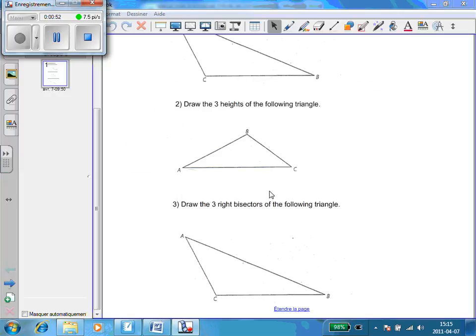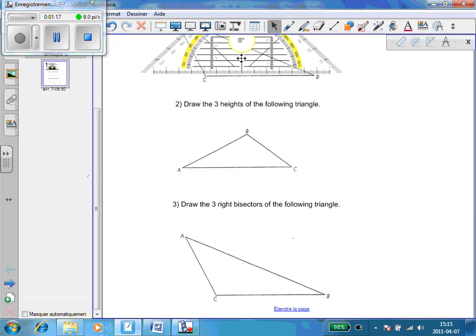We are going to draw now the three heights from the following triangle. Which height do you think is going to be the easiest to draw first? It's going to be the height from point B. So let's do that. If you want to draw the height, you could use, for example, a triangle.